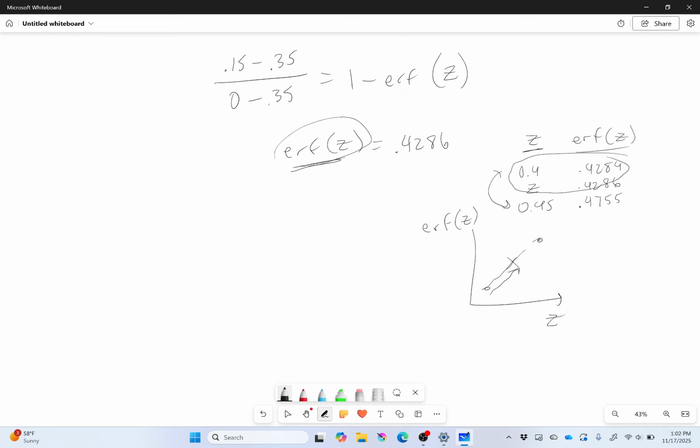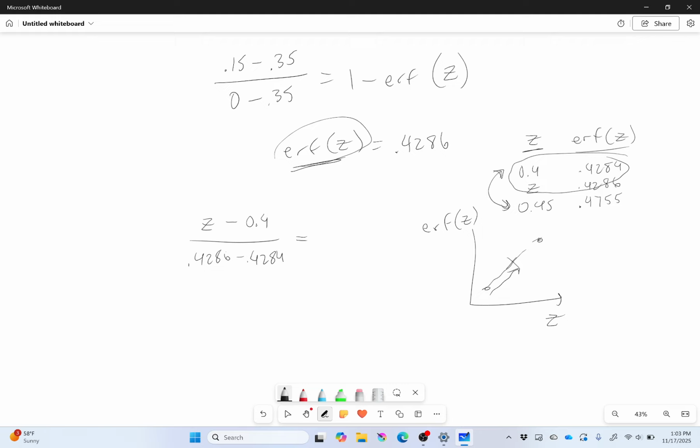So rise over run, okay? I'll say in this case, since I want to solve for z, that z is my rise and the erf z is my run. So first for the 2 values. So z minus 0.4, that's the rise over the run, 0.4286 minus 0.4284. Okay, so that should be equal to the slope between these 2 points.